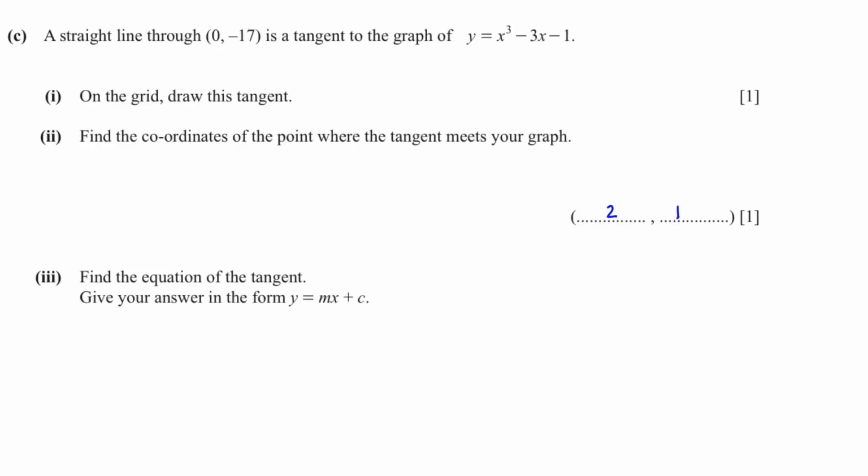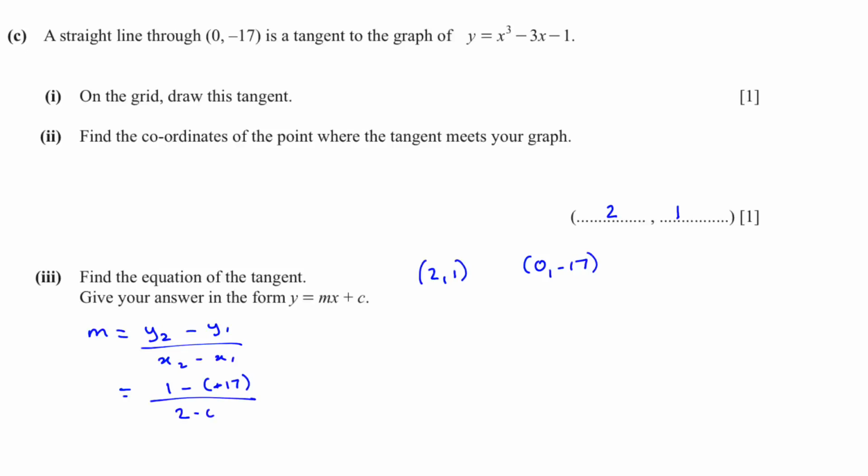To find the tangent, we need to find the gradient. We have 2 points, (2, 1) and (0, negative 17). Gradient is equal to y2 minus y1 over x2 minus x1. So 1 minus negative 17 over 2 minus 0 will give us 18 over 2, which is 9. So the gradient is 9.